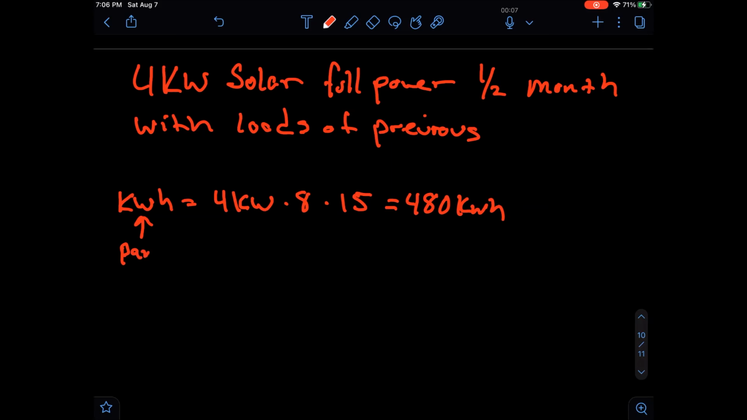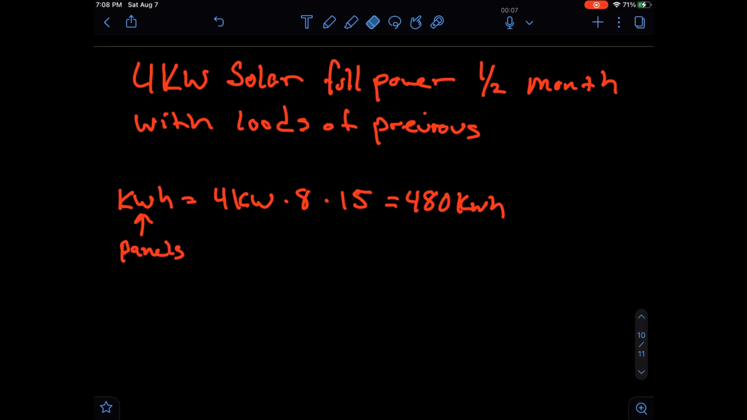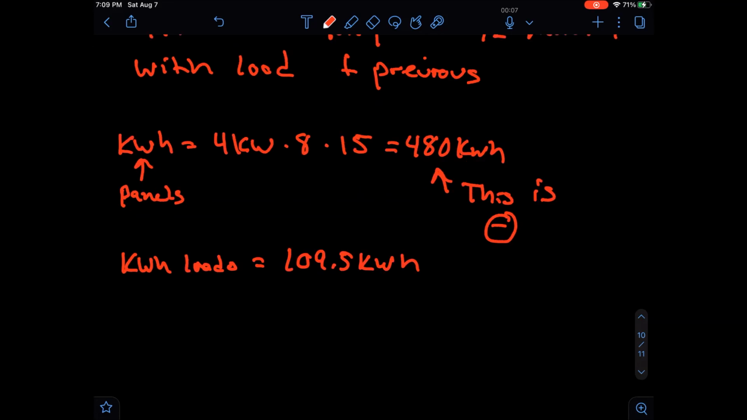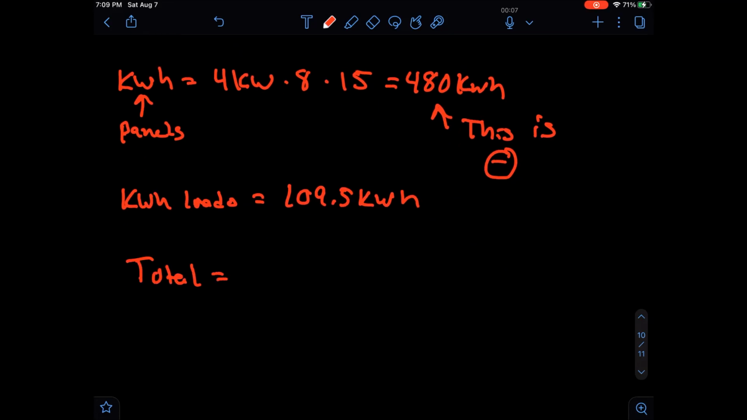So that's the panels themselves. Anytime that we produce energy, we have what they call a negative value. It's just the way the convention goes. So we know that the loads are 109.5 kilowatt hours for the coffee maker and the furnace. If I add all that together, I get 370.5 kilowatt hours, or in this case negative.